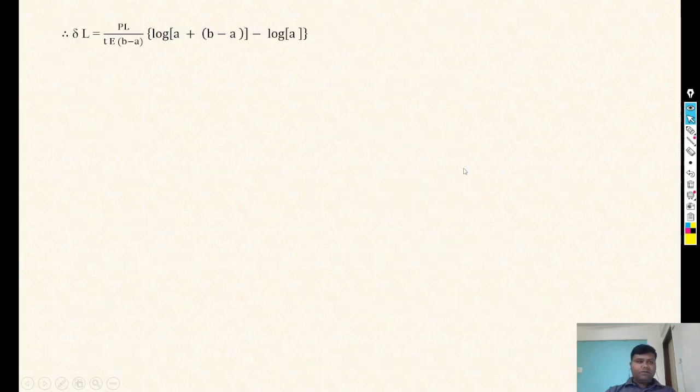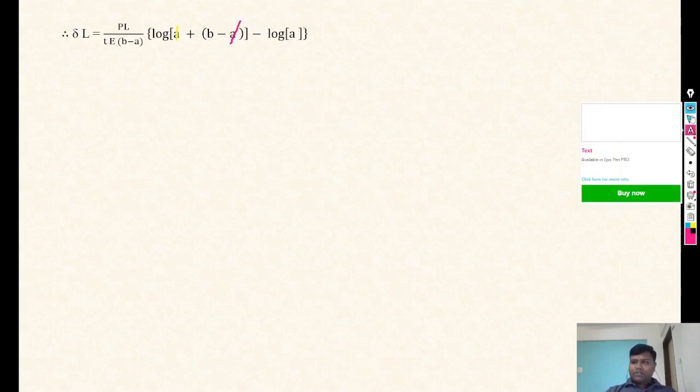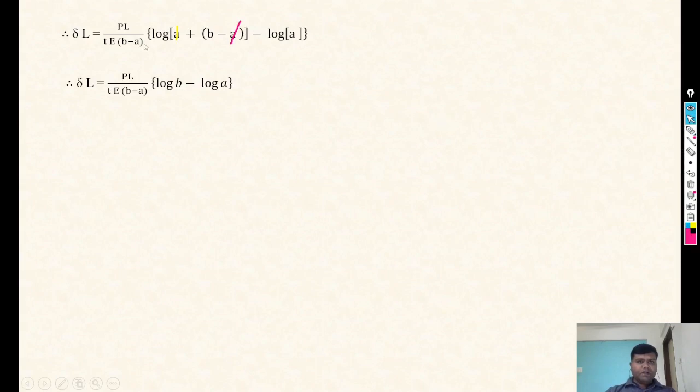So here we can see log of A. Here also log A positive and log A negative will get cancelled. So the remaining term is log B minus log A. Again, mathematical term, log B minus log A, that we can write as log B divided by A. So PL divided by TE in bracket B minus A log B by A. This is our term, change in length.